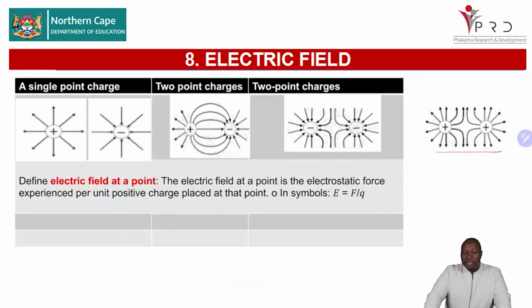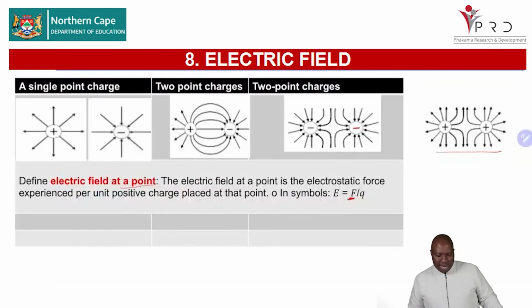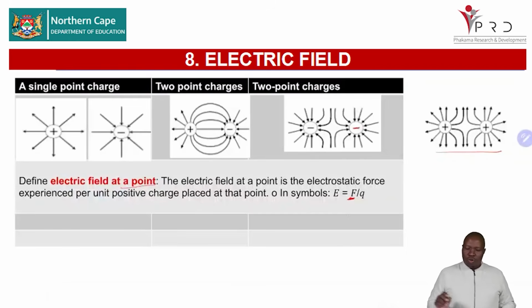So I hope you've understood the issue of electric field. And then we have emphasized the issue of electric field at a point, where we said at a point is the electrostatic force experienced per unit positive charge placed at that point. So you know electric field at a point as well. So electric field patterns are very important. You will see when you do questions, there will be questions that are based on the electric field patterns.